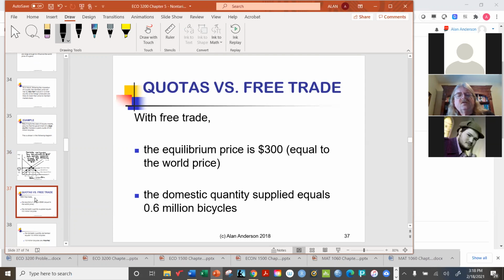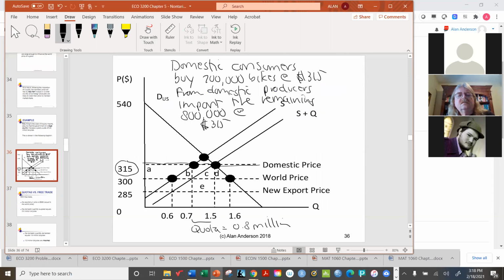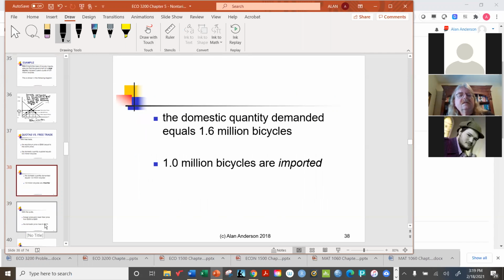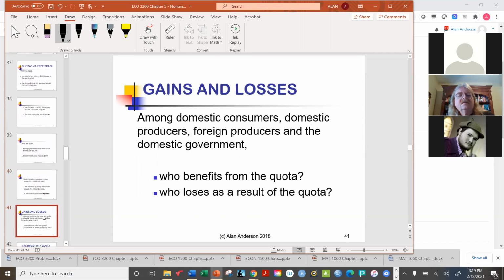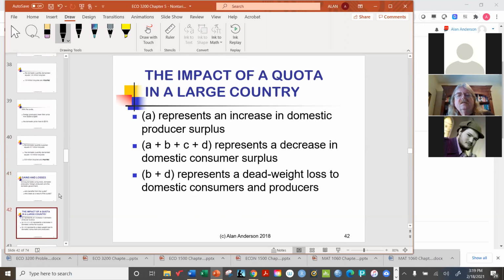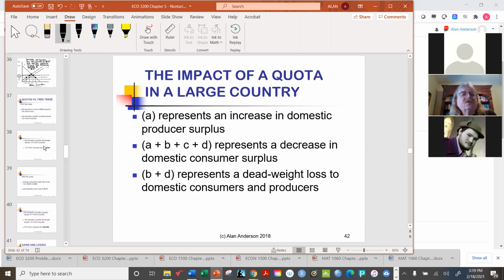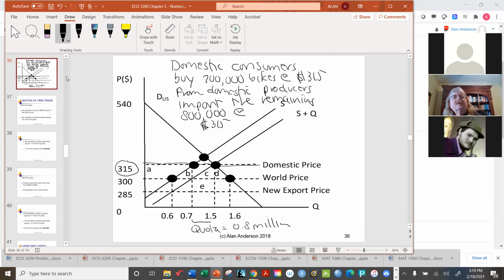So with free trade, we would have paid $300, and we would have bought 600,000 domestically, and we would have imported the remaining 1 million from foreign countries, which we've already seen. And so now, where's the deadweight loss? Let's find out. So A is the increase in, and this hasn't changed actually, this is the increase in our producer surplus.